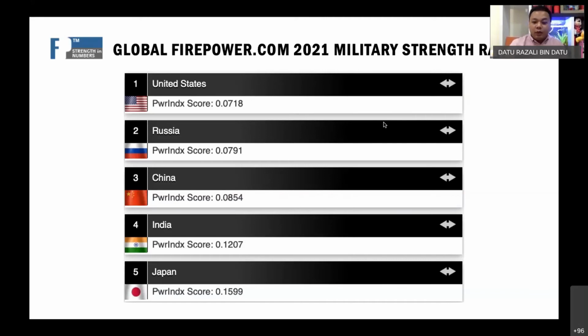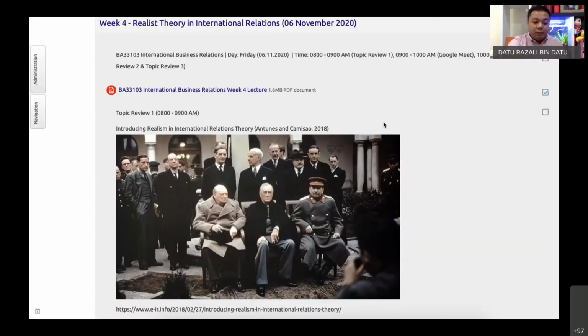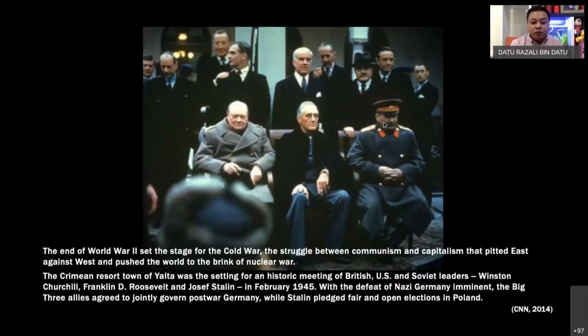So that is why we are connected with the students from time to time before we start the lecture. Okay, then of course Malaysia ranked number 44 based on the index by globalfirepower.com. I also put up some important historical photos. For example, in these photos we have Winston Churchill, Franklin D. Roosevelt, and of course Joseph Stalin.